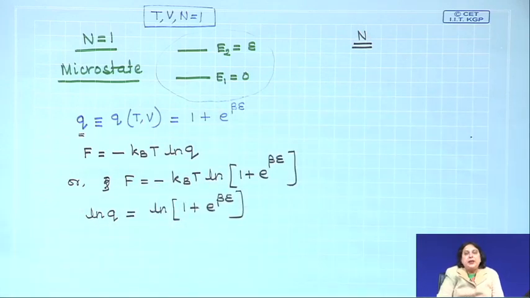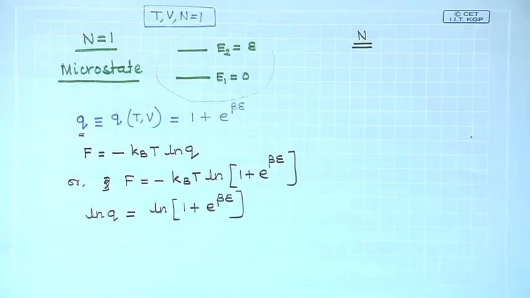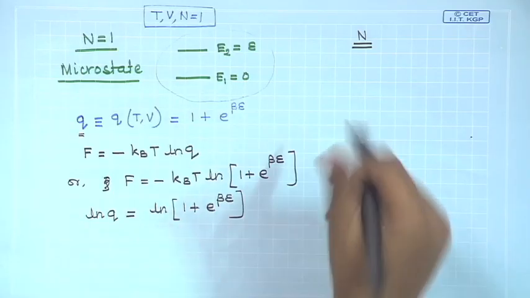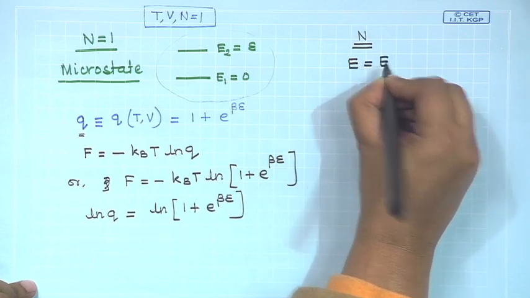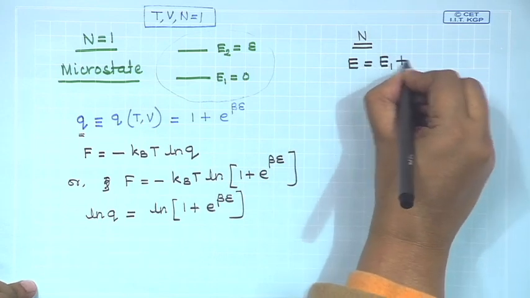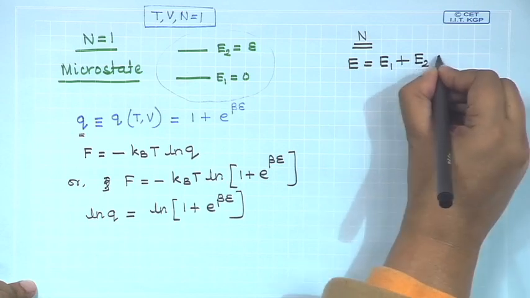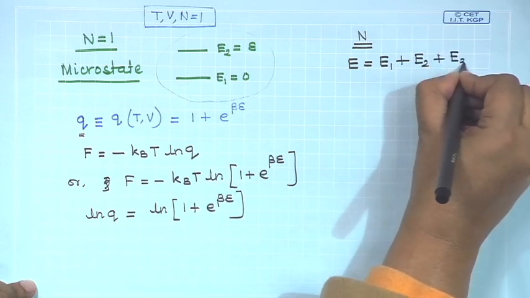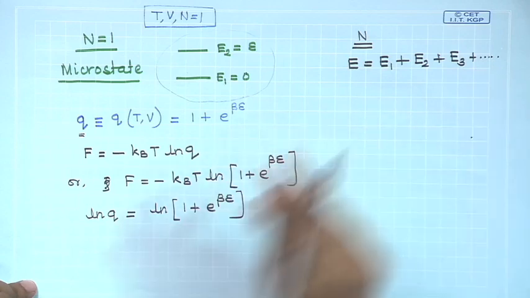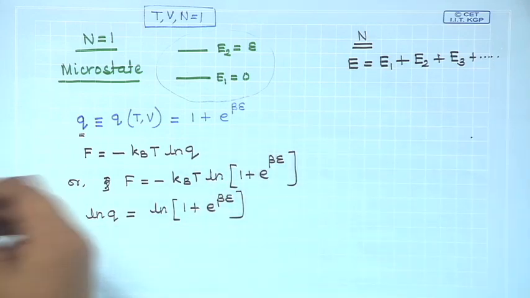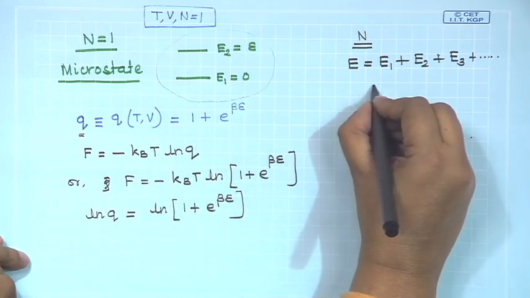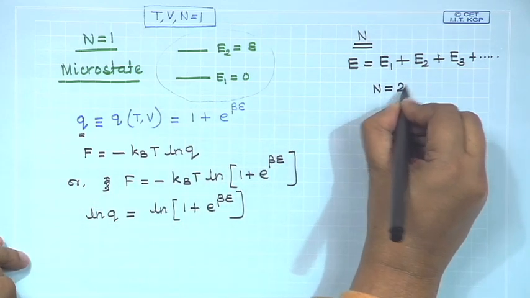Now, the question is, if I have a collection of n particles that are not interacting with each other and that are distinguishable from each other, in that case the total energy of the system will be written as something like E1 plus E2 plus E3 and so on and so forth. So, maybe let me take a simpler system like capital N is equal to 2. So, I have a two particle system.